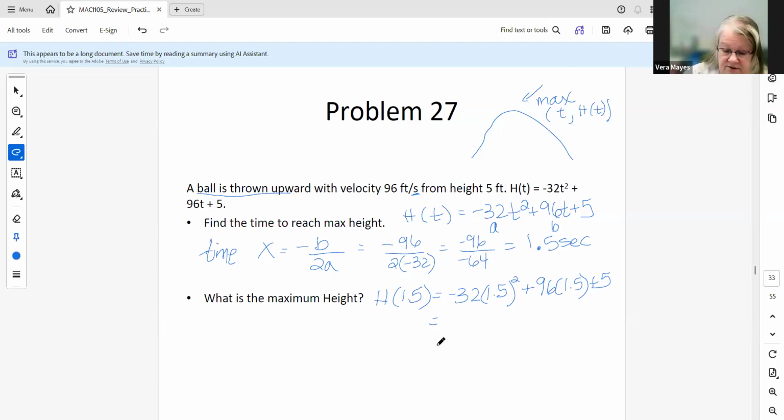Let's see. So plus 96 times 1.5 plus 5. So this went up 77. And from the original numbers, we could see that this was feet.